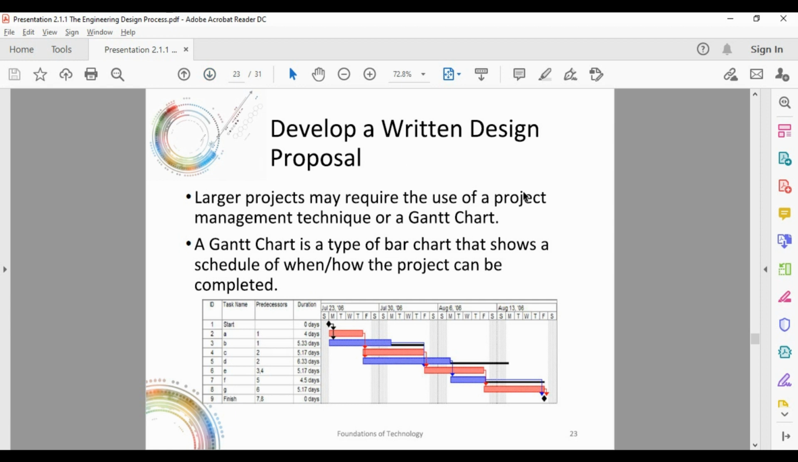Larger projects may require the use of a project management technique or a Gantt chart. So this beneath here is an example of a Gantt chart, and we'll look at those. Ours will not be for this class. We're probably going to rely a little bit more on just reading these kinds of charts, whereas if you take the subsequent classes, you'll actually have to make these kinds of charts. But a Gantt chart is a type of bar chart that shows the schedule of how and when the project can be completed.